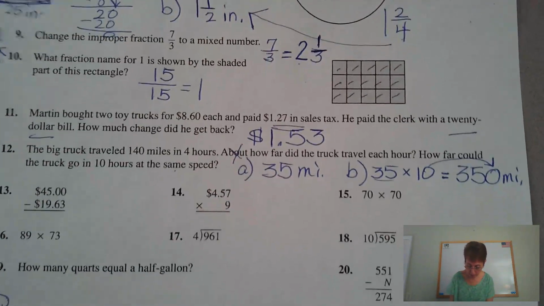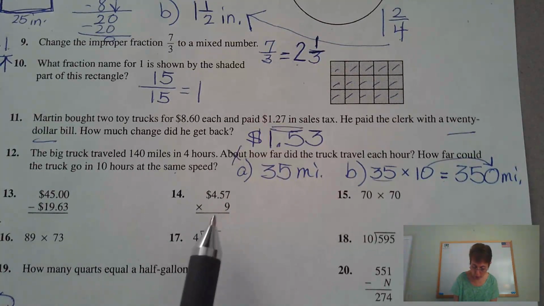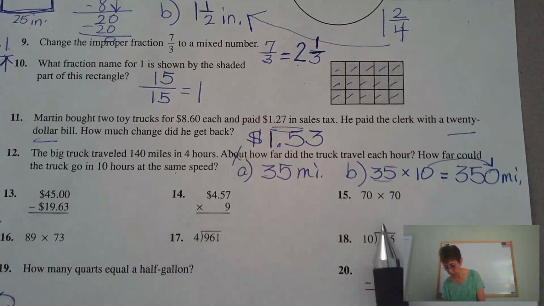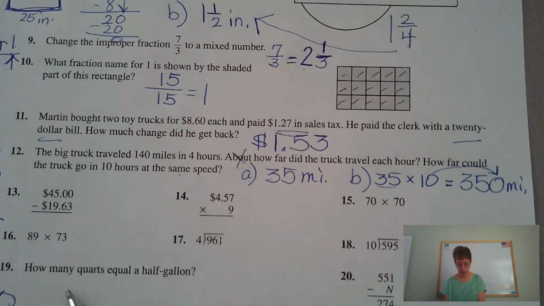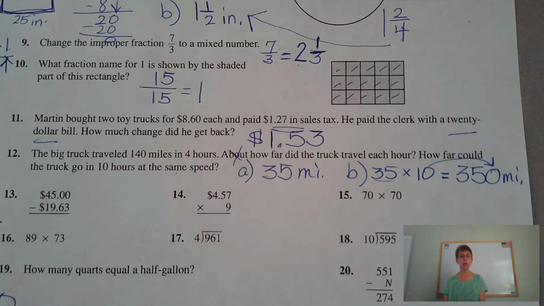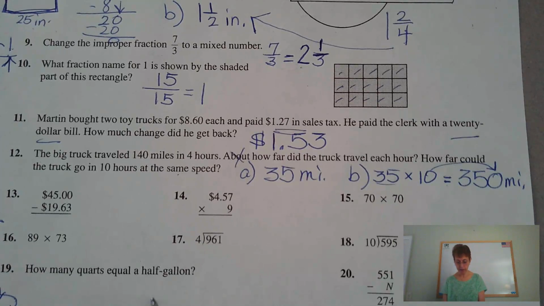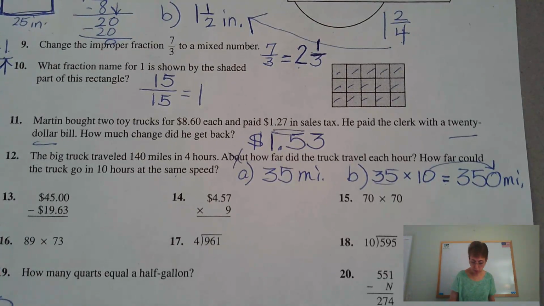Down below here we have a subtraction of money. You're multiplying money, simply multiplying. 16 is multiplication as well. 17, working out long division. 18, long division. 19, how many quarts equal a half gallon? You just need to know the number of quarts that would be in a half gallon, not a full gallon, a half gallon. And number 20, you're subtracting to figure out the value of n. All right, so you just need to work out the rest of those on your own.